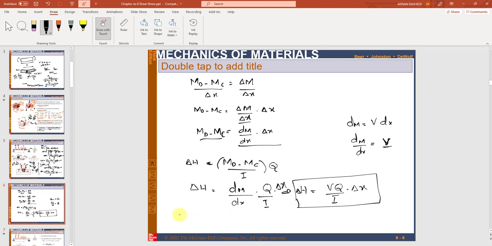Now there is another term that is represented as q, and this q is equal to shear flow. How do we define shear flow? The shear flow is equal to shear force over unit length.